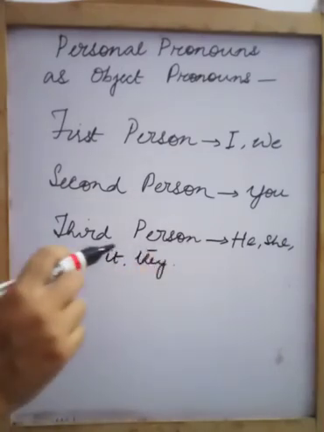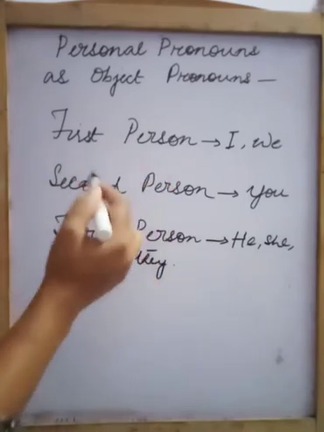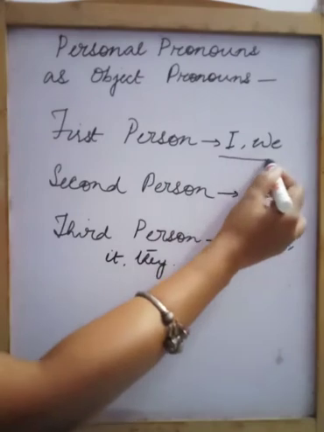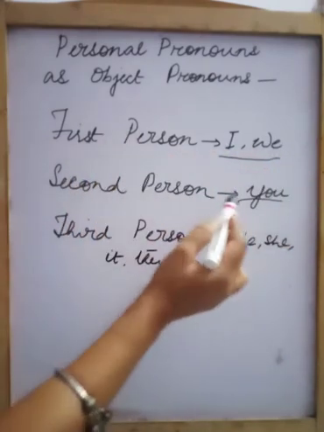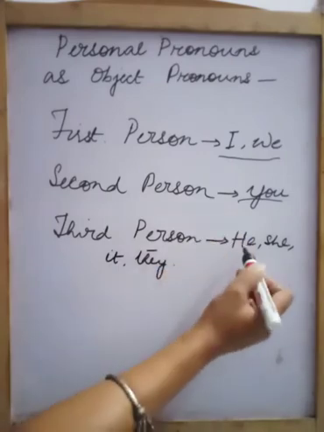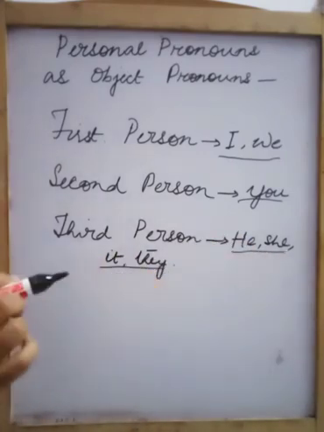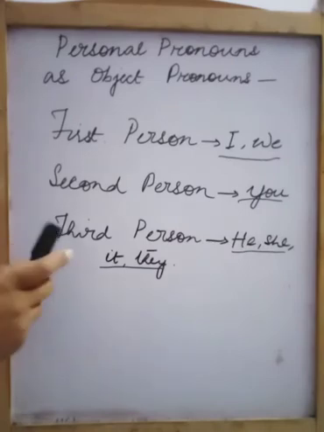So these are the three persons: first person, second person, third person. I, we come under first person, you comes under second person, and he, she, it, and they come under third person. Fine.